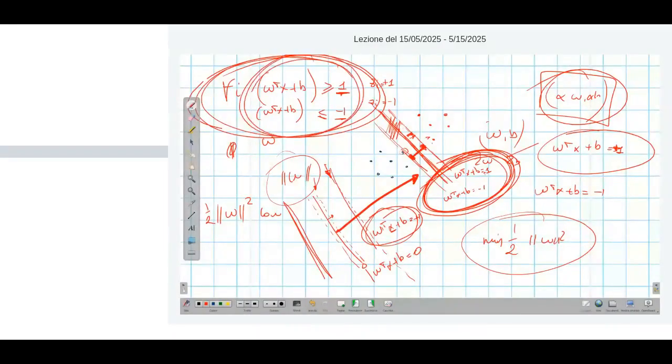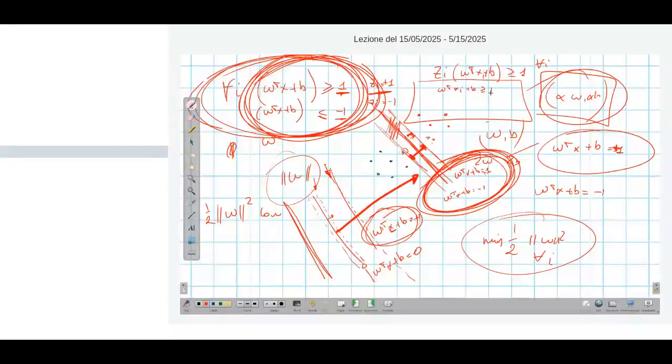For this to represent a margin correctly, we need this to hold for all points. Notice that these two expressions for the two classes can be written in a compact form in this way. For all points, zi times the score must be greater than or equal to 1. Does it work? Yes. If zi is 1, so the point is from class 1, this becomes W transpose xi plus b greater or equal than 1. If zi is minus 1, I multiply everything by minus 1, so I change the sign of both sides, and I also need to change the direction of the inequality. I have W transpose xi plus b lower or equal than minus 1. So this is a compact way to express both constraints.